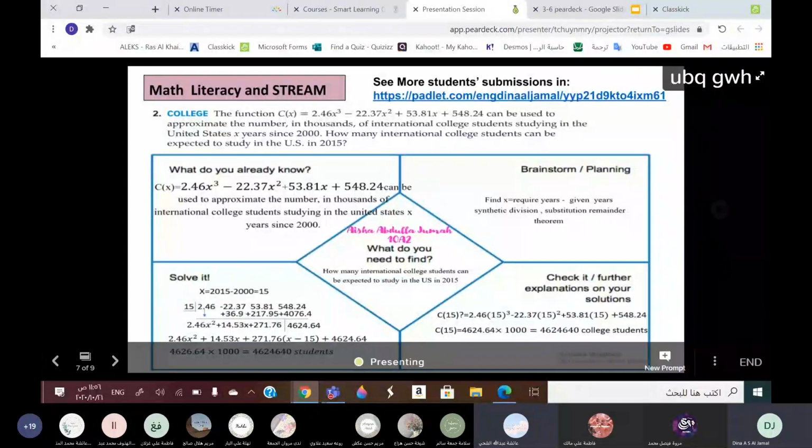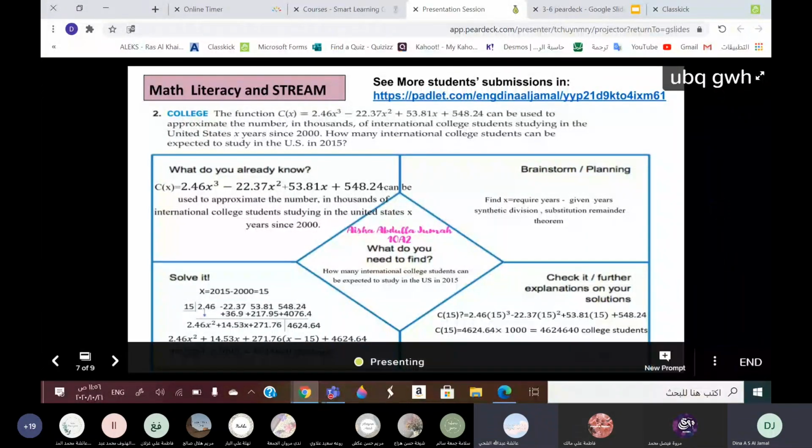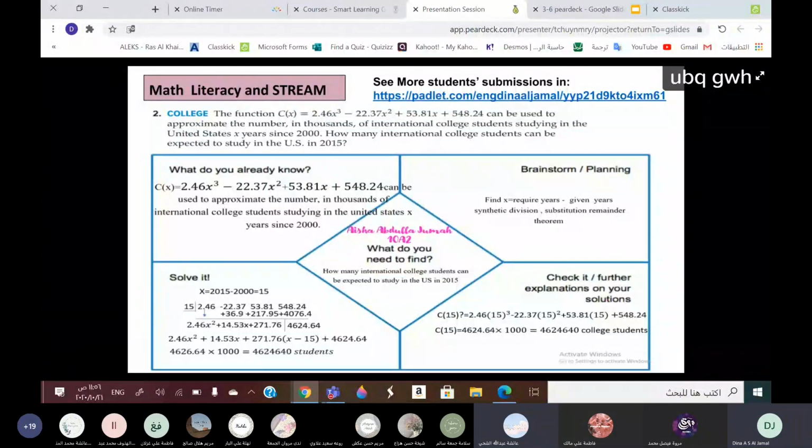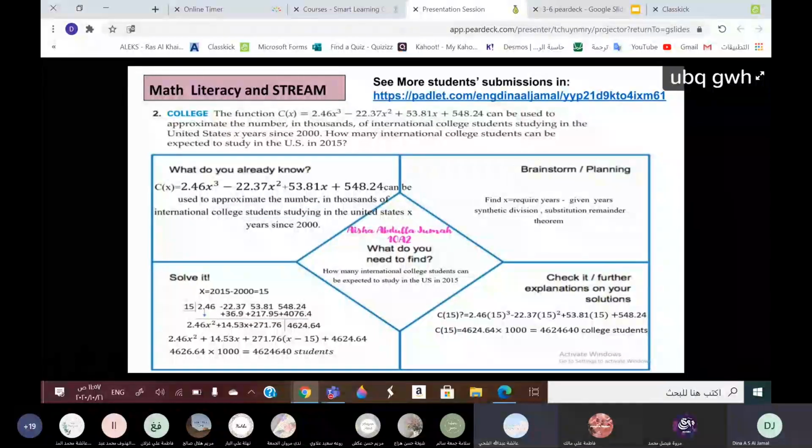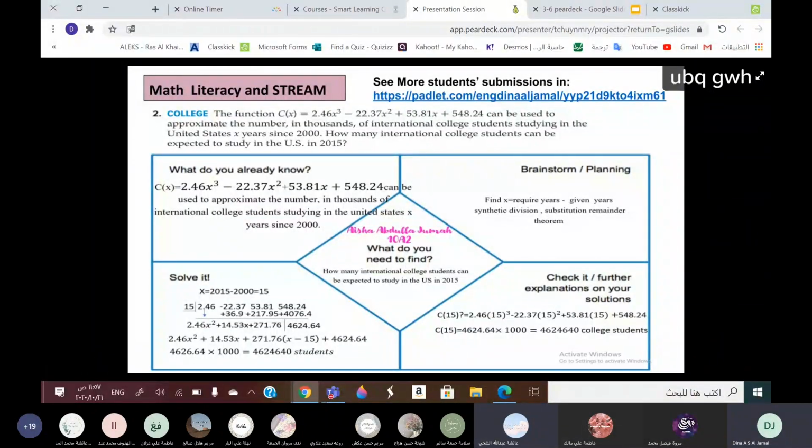I am Aisha Abdullah Jama'a, and I used this model for math literacy and stream, and we had a question about the number of international students. We had to find them in 2015 itself, and we had X from 2000. So I brainstormed, we use synthetic division and synthetic substitution, and then I solve it.